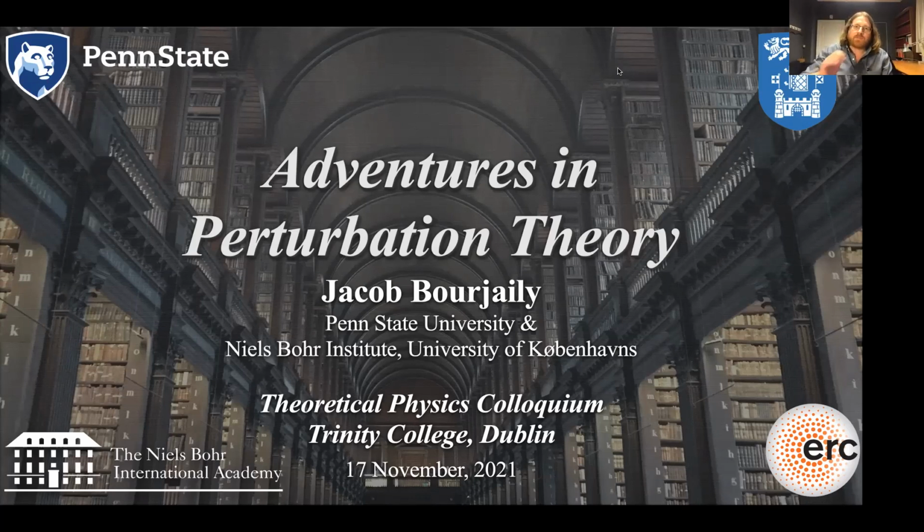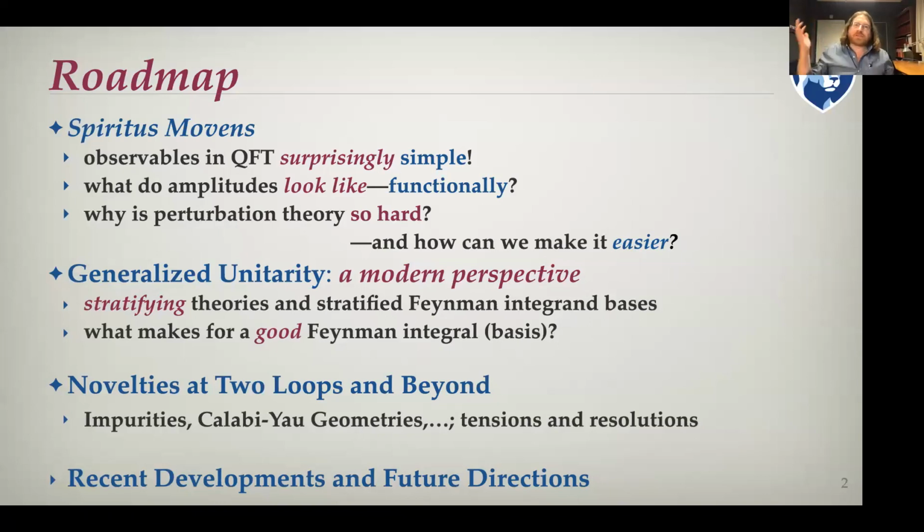scattering amplitudes. And so this talk is organized as, I'm going to start with some motivation and really just talk about the empirical data about observables in quantum field theory. What do they look like in broad classes of theories? Functionally, say, and try to address why perturbation theory is so hard. I'm sure most of you don't need to be convinced that it's hard. And then I want to talk about generalized unitarity and some of the new methods that we're using to try to really capture some of the intrinsic mathematical form of these amplitudes.